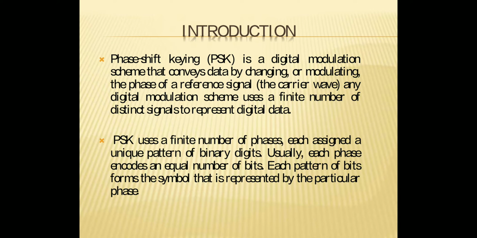We have already studied that in digital modulation techniques we have ASK, PSK and FSK. In this video we are going to study the PSK types. Here we are changing the phase of the carrier signal according to the modulating signal. PSK uses a finite number of phases, each assigned a unique pattern of binary digits. Usually each phase encodes a number of bits. Each pattern of bits forms a symbol that is represented by the particular phase.